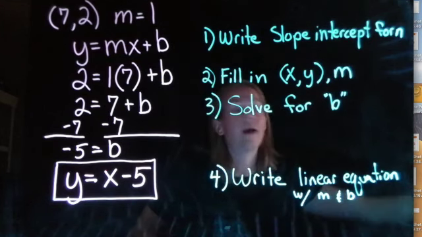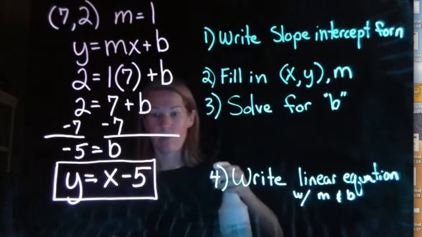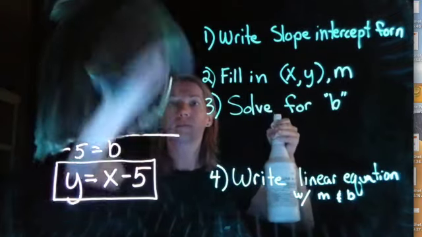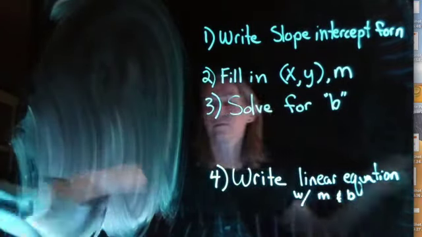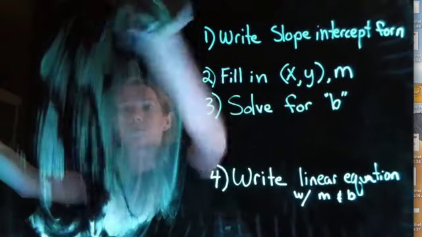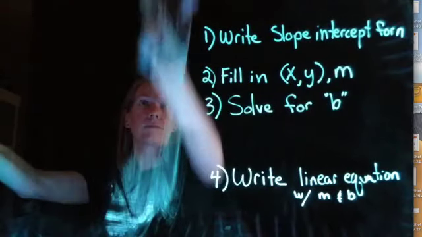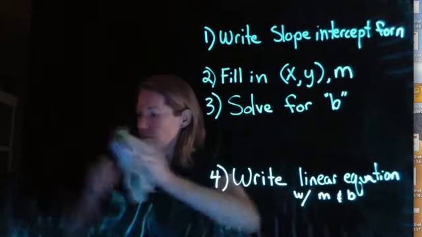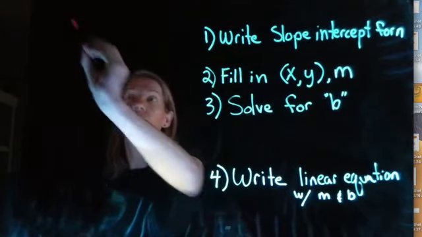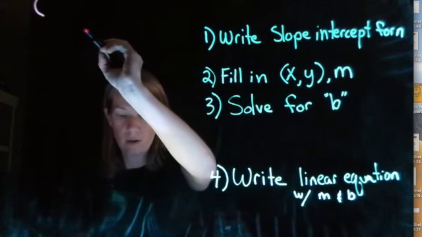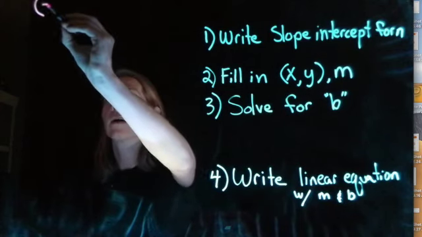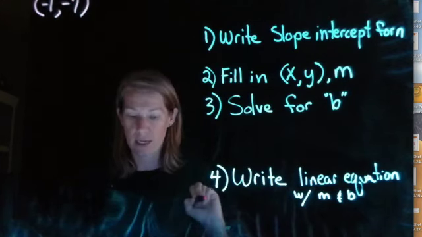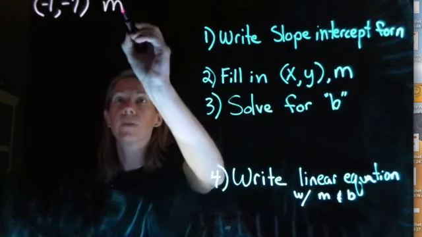So let's go ahead and do another example. So I'm just going to erase this side of my board. And let's do an equation where the point you get is -1, -7, and your slope is 2.